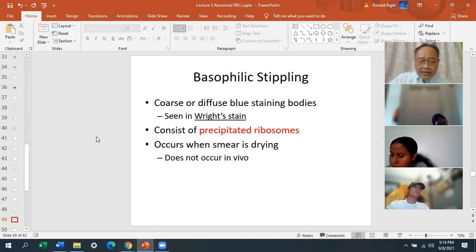Basophilic stippling occurs when the smear is drying, and it doesn't occur in vivo. If you're in the vein looking for basophilic stippling, you're not going to see it. You'll only see it after the peripheral blood is taken out, you make a smear, and the smear is drying. So basophilic stippling occurs in the drying process.